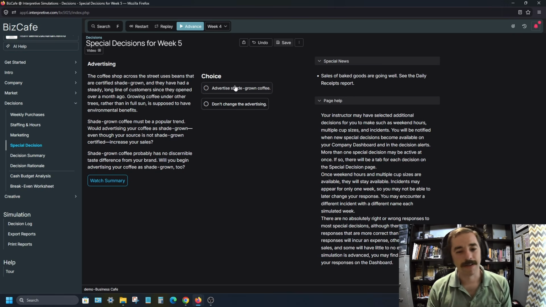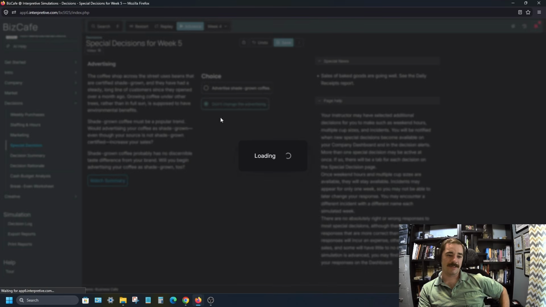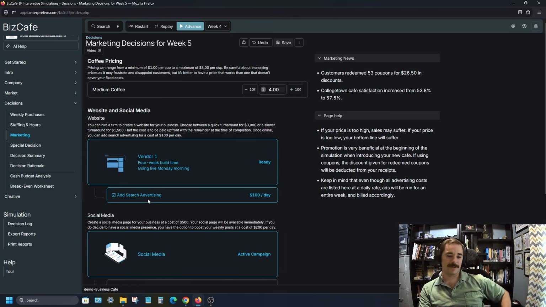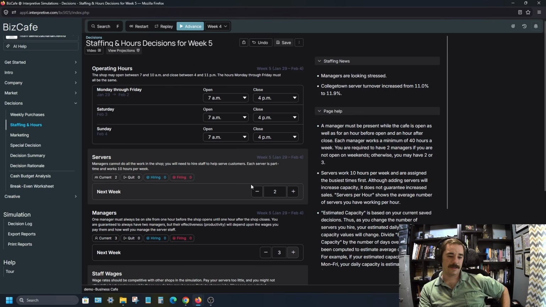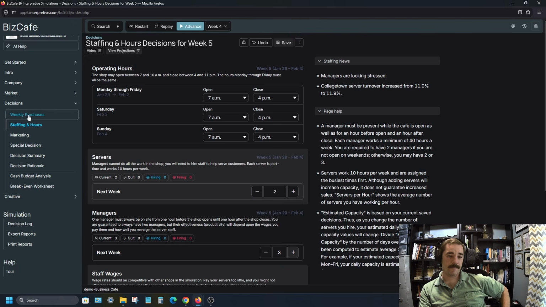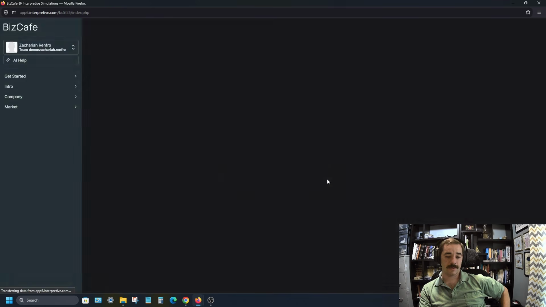Do we want to follow the trend and say that we have shade grown coffee? I don't think we'll follow the trend. That seems a bit ridiculous. And let's bump up to 26 pounds.